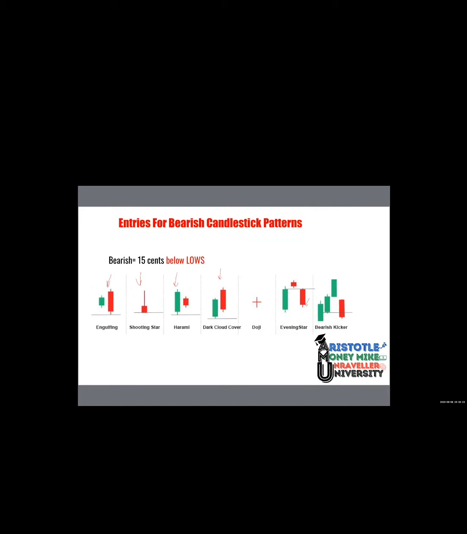And then here we have the entry points for if you were to buy puts for candlesticks. 15 cents below the low. Same thing on each one, right? Same entry on each point.